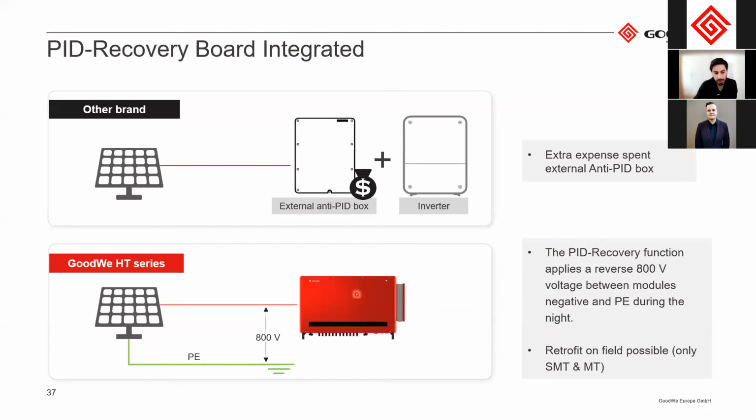But in our inverters, we have this function integrated into the inverter, so you don't need to install any additional boxes or such. What it does is put a reverse voltage between the ground and the panels during nighttime to sort of reverse this degradation that's happened during the daytime. And this is also possible to retrofit in the field for the SMT and the MT inverters in case they haven't been ordered with that option.